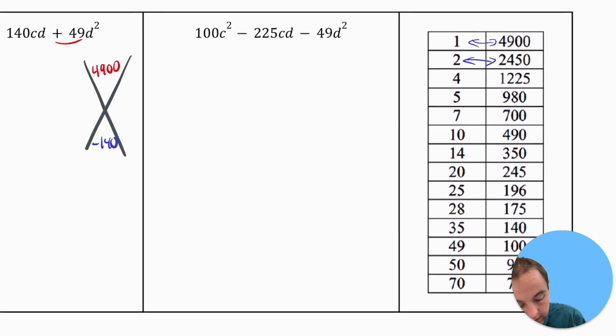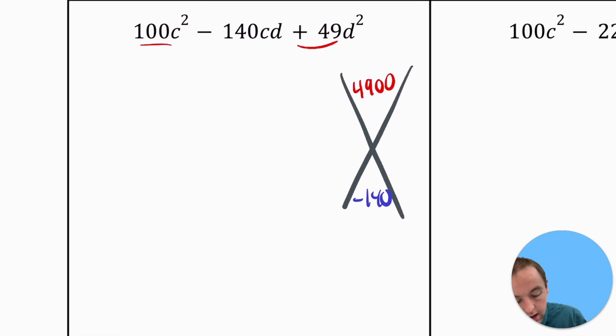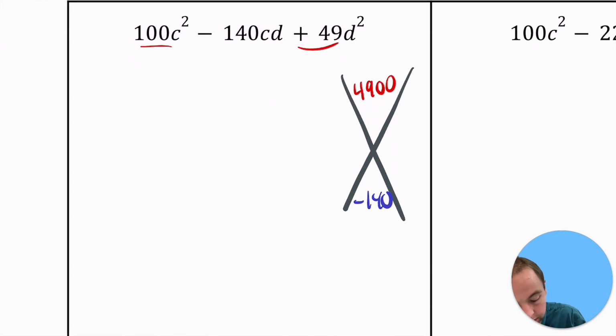It turns out the option that's going to work is that one right there, the 70 and the 70. 70 times 70 does equal 4,900, but to add to negative 140 they both need to be negative. So we're going to do negative 70 and negative 70. Then using the AC method, we write this as 100c squared, and then we split up that middle term.